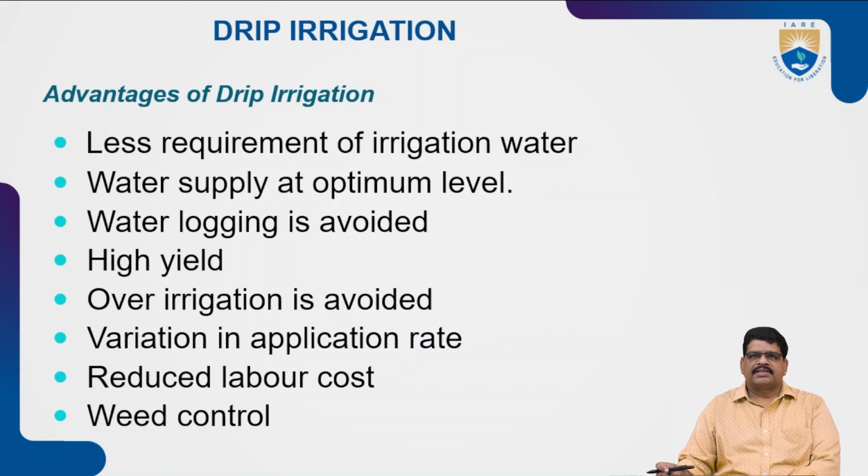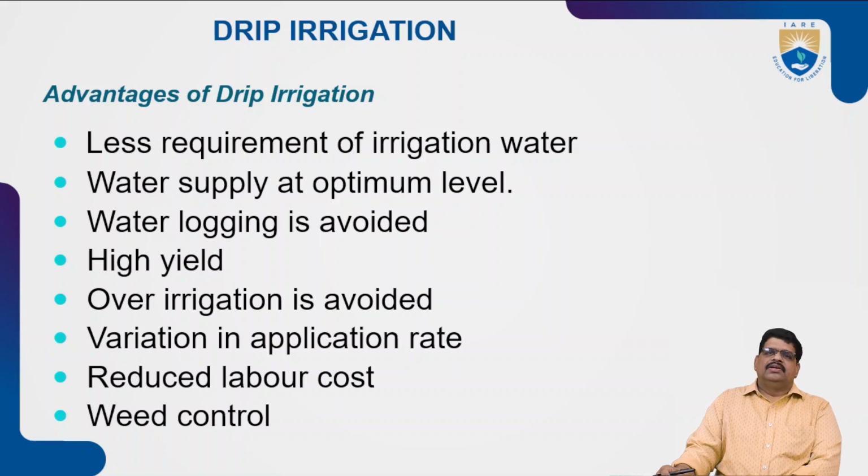Next, the water supply at optimum level. Where the optimal level of water is less, the drip irrigation system can also be used. Next, water logging is avoided. The waste of water in the surroundings can be avoided.